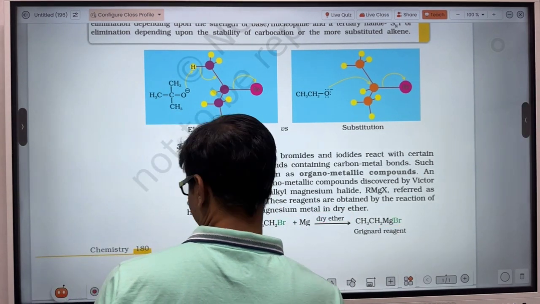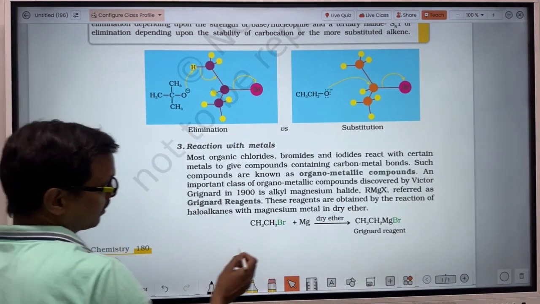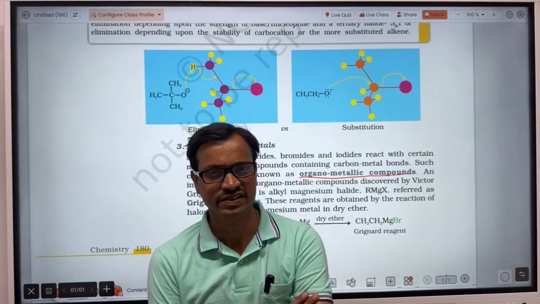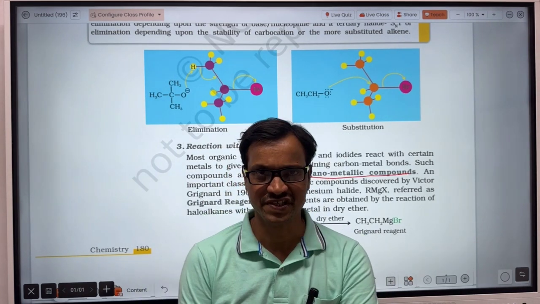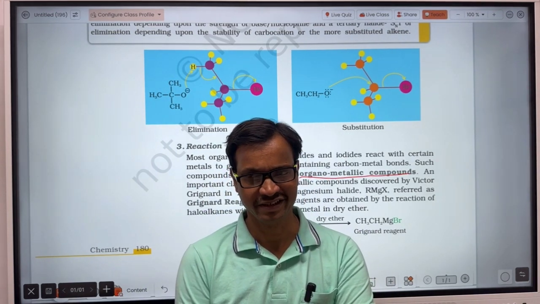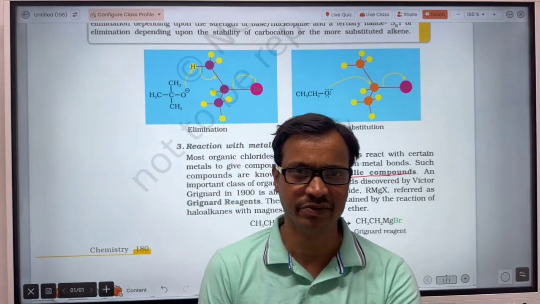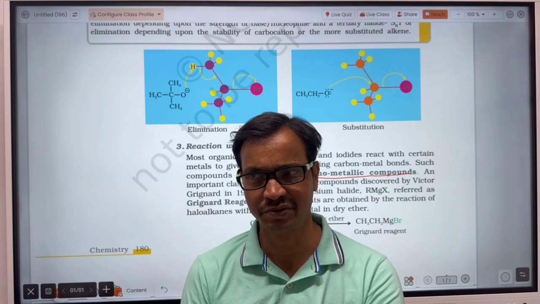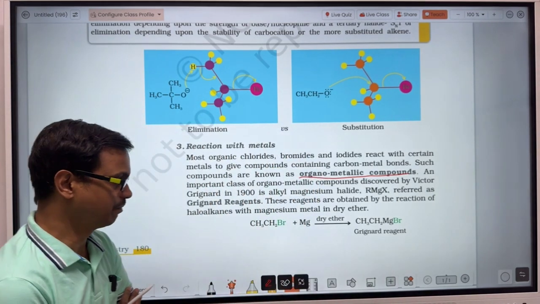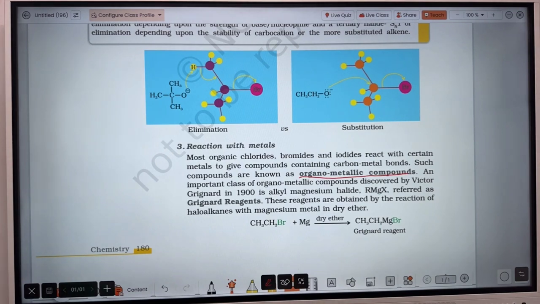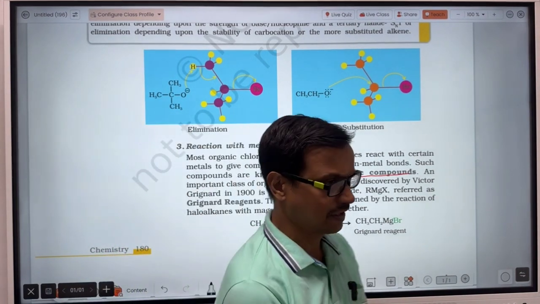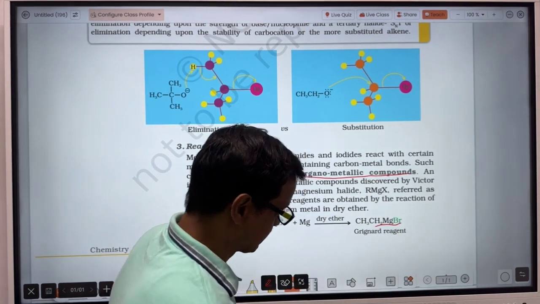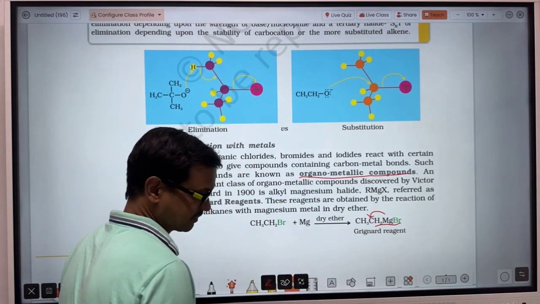What is organometallic compound? First of all, organometallic compound. The students who are also preparing for JEE Main as well as the NEET examination should watch this concept very carefully. What is organometallic compound? An organometallic compound is a compound in which the metal atom is directly bonded to the carbon atom. An example is Grignard reagent, in which magnesium is bonded to this carbon.